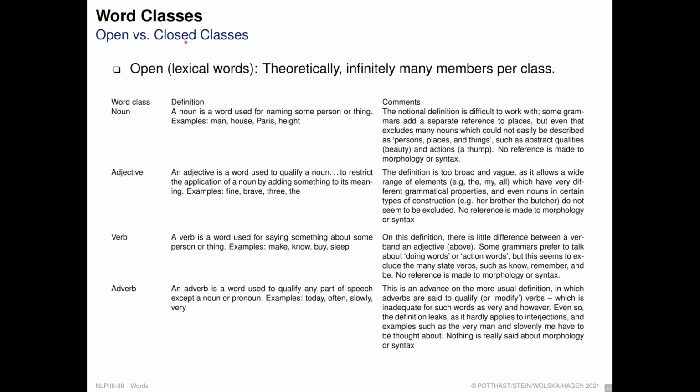Let's look at the open class versus closed class distinction in more detail. Open class words, in principle, like I said, have infinitely many members per class. And here are their definitions. So what is a noun? This should be obvious for most of you. A noun is a word that is used to name some person or thing.